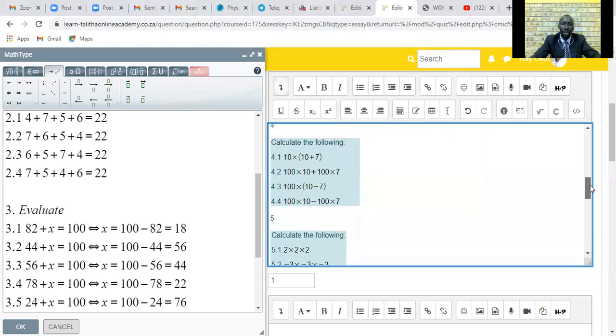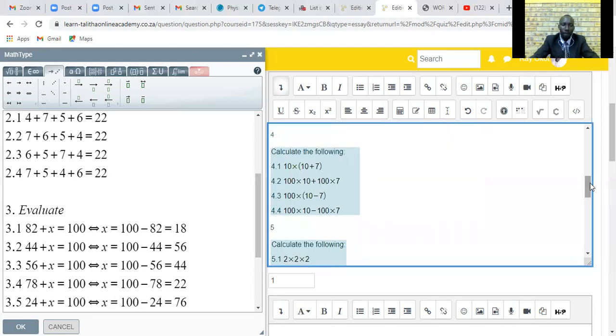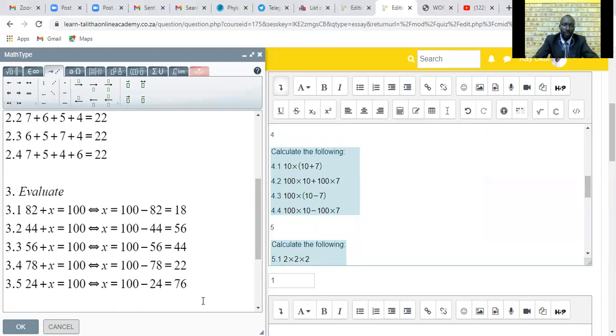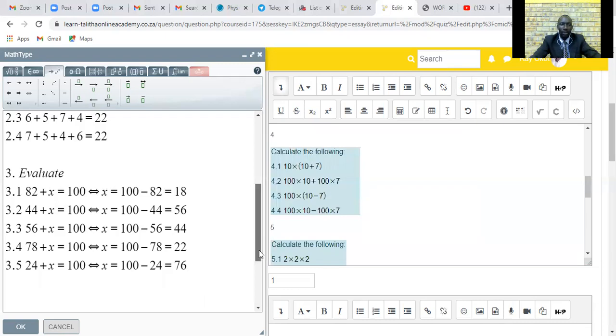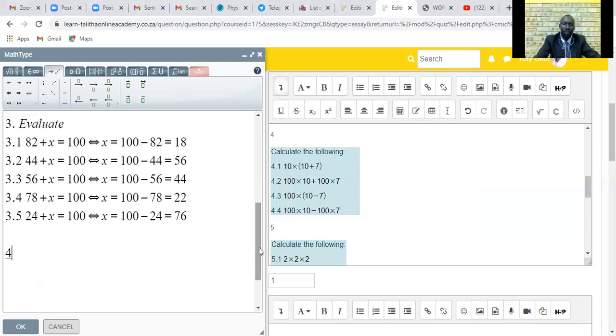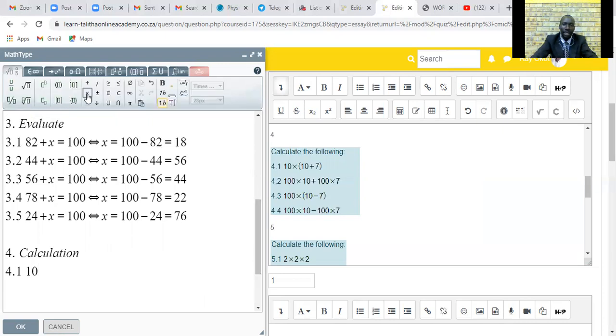Now for question 4, what we have to do is to calculate. So let's get going. We are supposed to calculate. Let's have it there as calculation. So in calculation, we have 4.1, the first part. We have to calculate 10 times 10 plus 7.